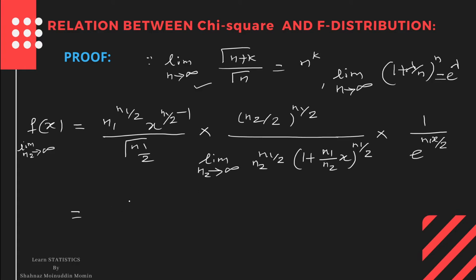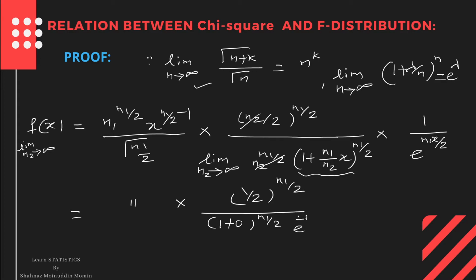The terms containing n1 are as they are. Here n2 raised to n1 by 2 and n2 raised to n1 by 2 get cancelled, and if we take the limit as n2 tends to infinity, inside the bracket it becomes 1 plus 0 raised to n1 by 2. So we are left with 1/2 raised to n1 by 2 in the numerator, and in the denominator 1 plus 0 raised to n1 upon 2.